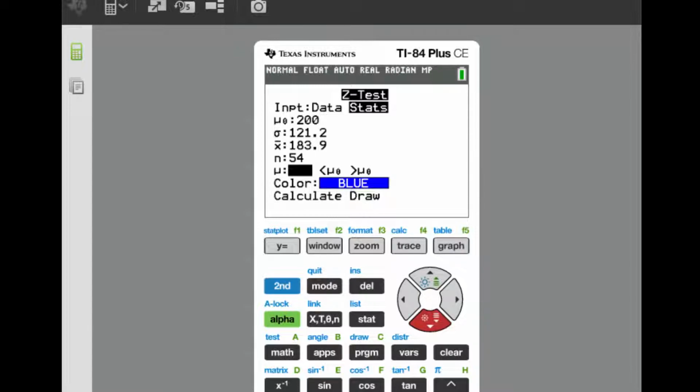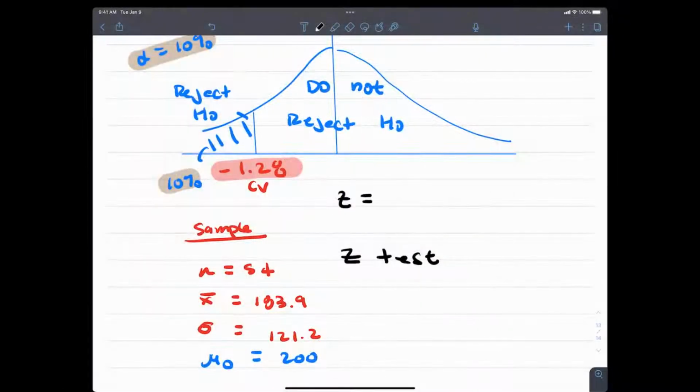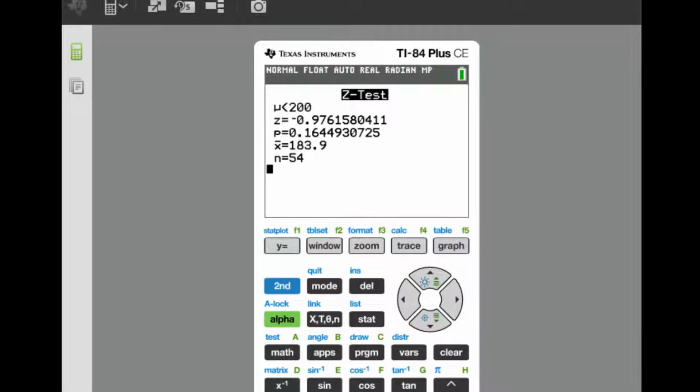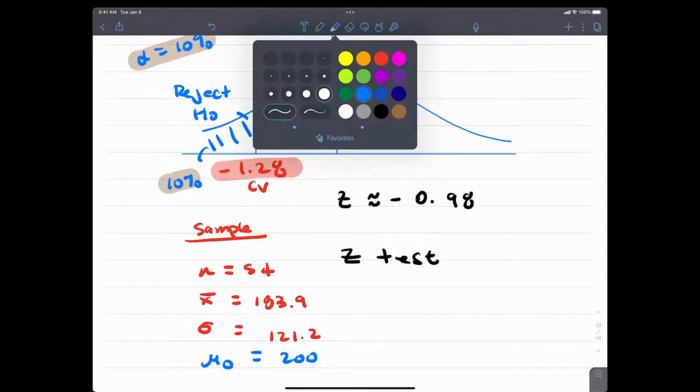Ladies and gentlemen, remember this is a two-tail test. Oh, sorry, it's a left-tail test. I apologize. Go back and look at the picture. It's a left tail, a single tail. Hit enter for the left tail. Scroll down and hit calculate. Now, here's our test statistic, and it's negative. It's negative 0.98, not 0.97, but 0.98. So here's the test statistic.